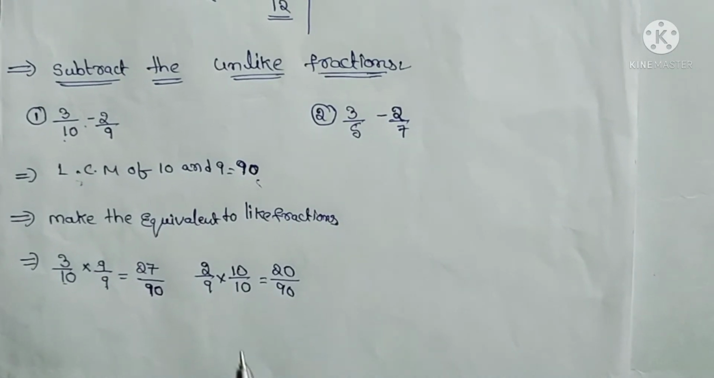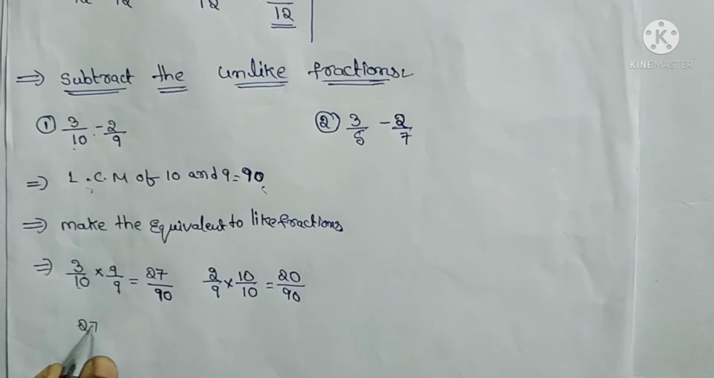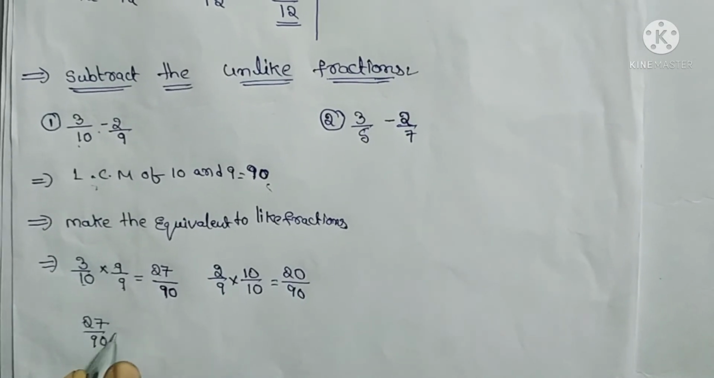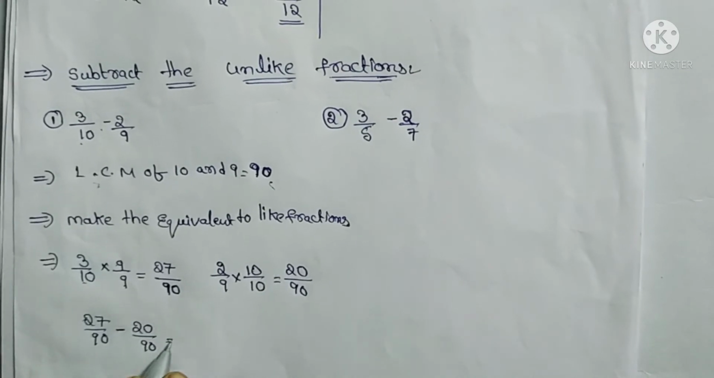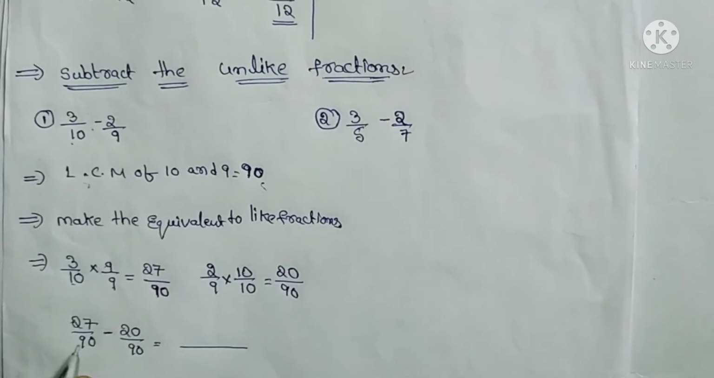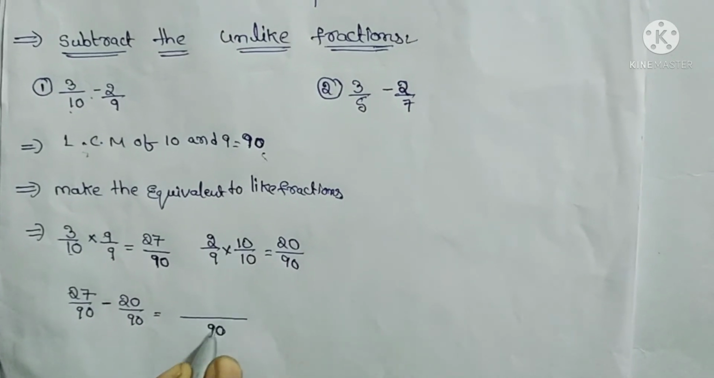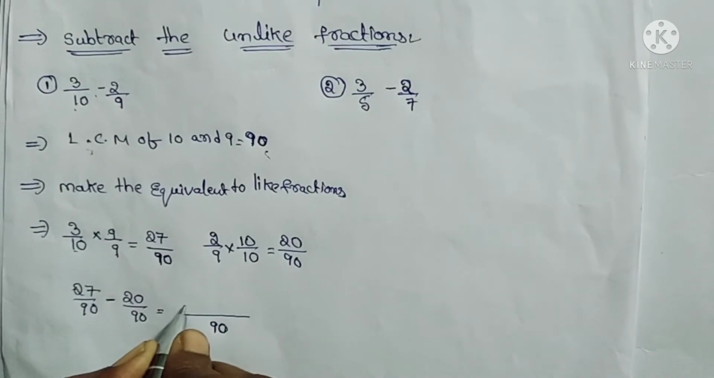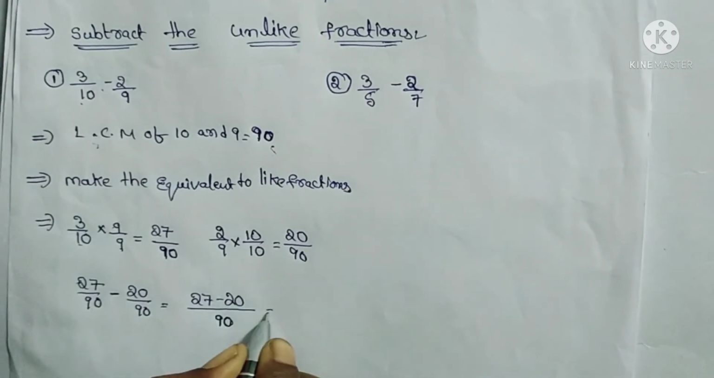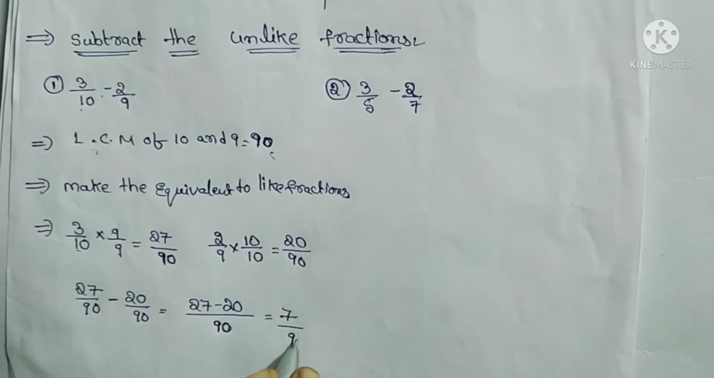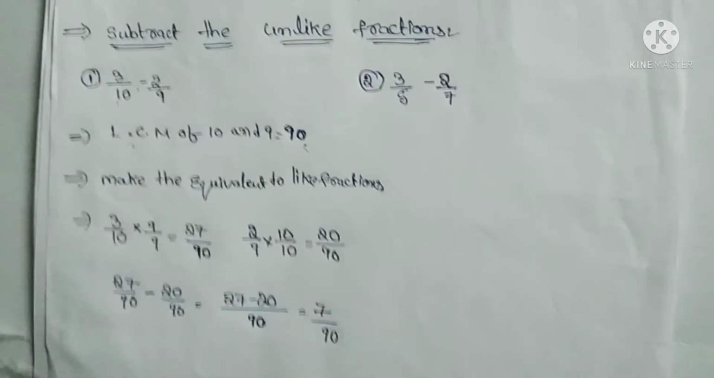Now subtract the fractions. 27 by 90 minus 20 by 90. Subtract the numerators. 27 minus 20, that is 7 by 90.